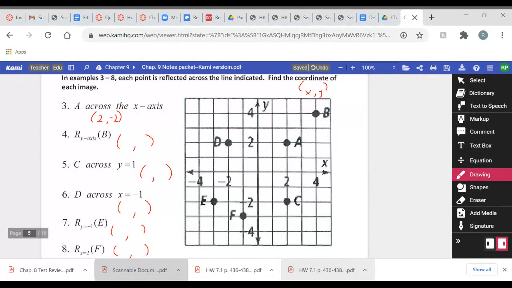All right, on the next one, on number 4, it said reflect point B across the y-axis. So here's my line of reflection. And here's point B over here, and it's 1, 2, 3, 4 to the right. So I need to go 4 to the left. 1, 2, 3, 4. And there's my new B.